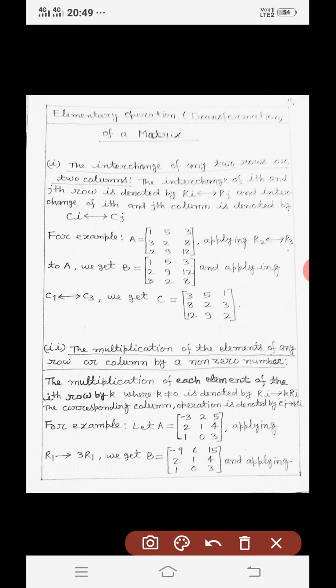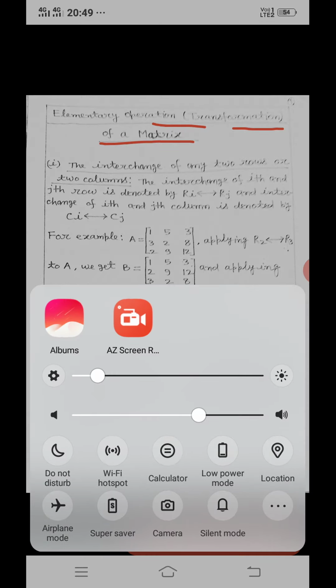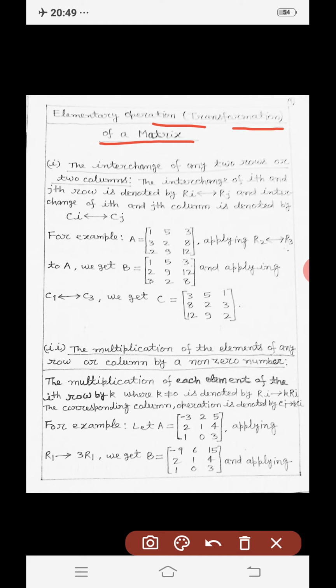Today I am going to discuss elementary operations or transformations of a matrix and invertible matrices. Dear students, there are 6 operations or transformations on a matrix, 3 of which are due to rows and 3 due to columns, which are known as elementary operations or transformations.